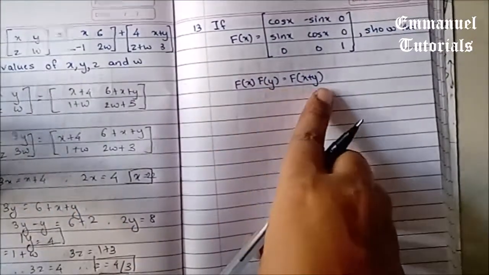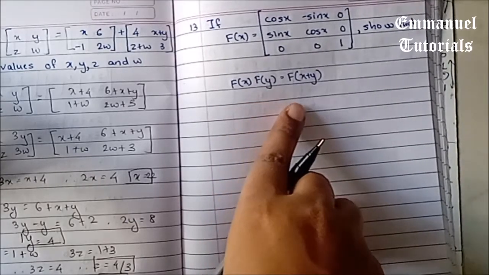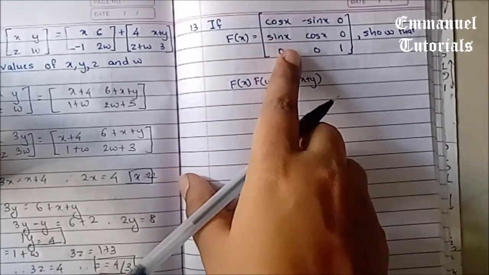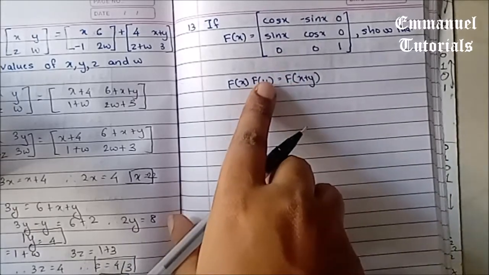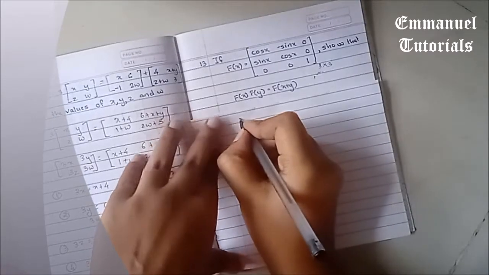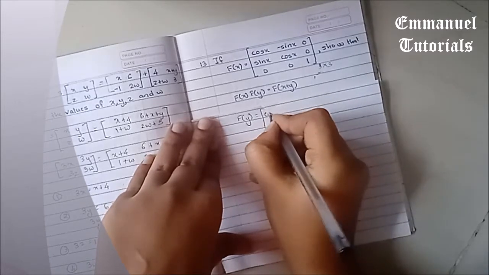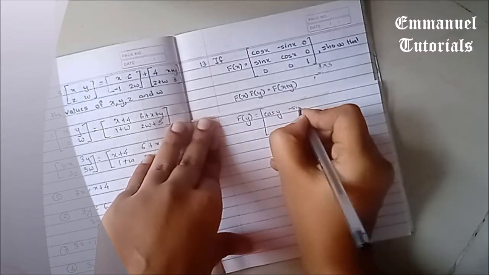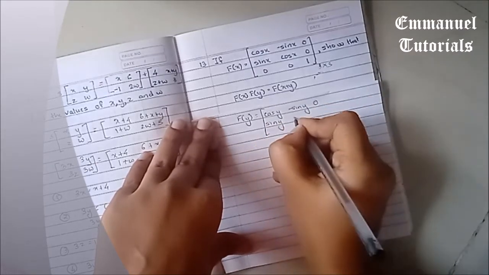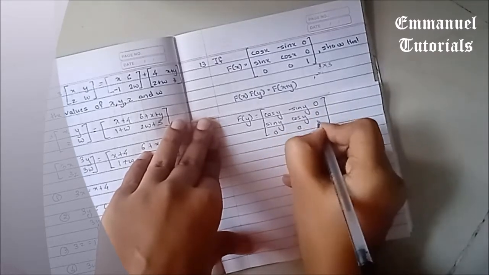If f of x is equal to this matrix, show that f of x into f of y is equal to f of x plus y. Now f of x is already given, where the functions are in terms of x. Now we'll make the functions in terms of y to get f of y. F of y is equal to [cos y, -sin y, 0; sin y, cos y, 0; 0, 0, 1].